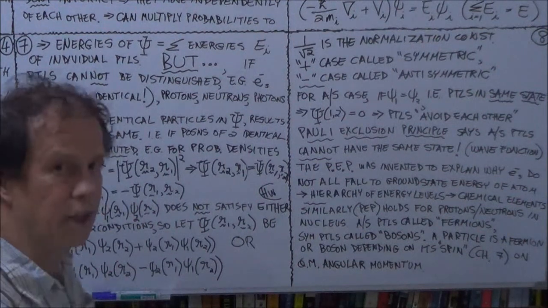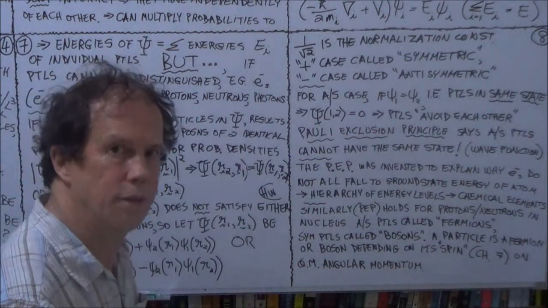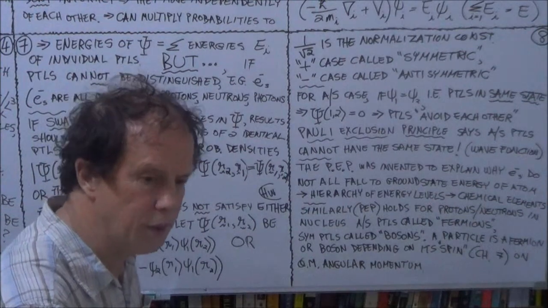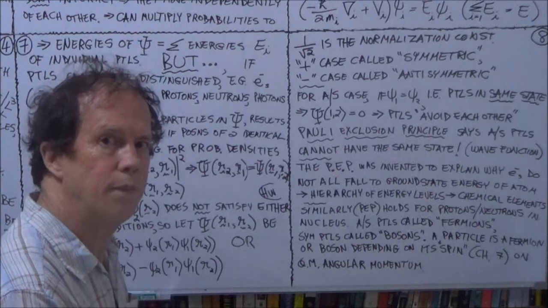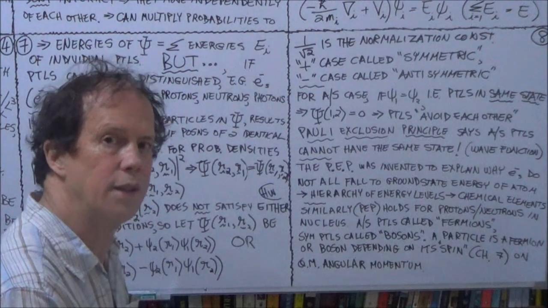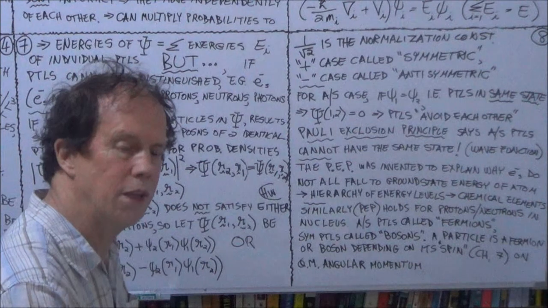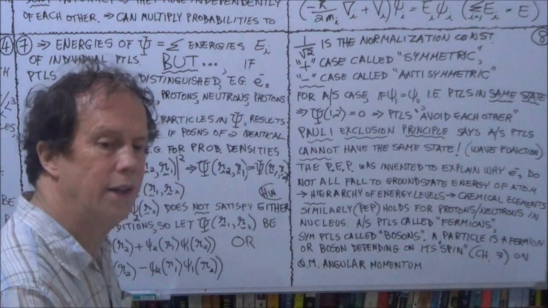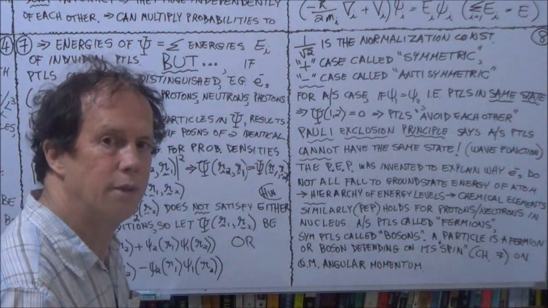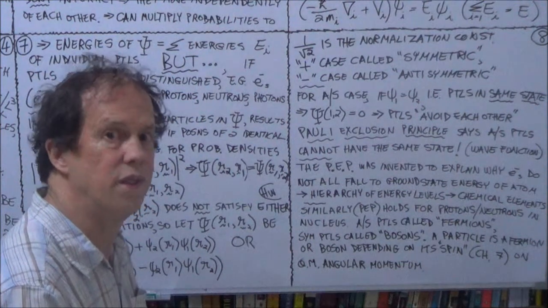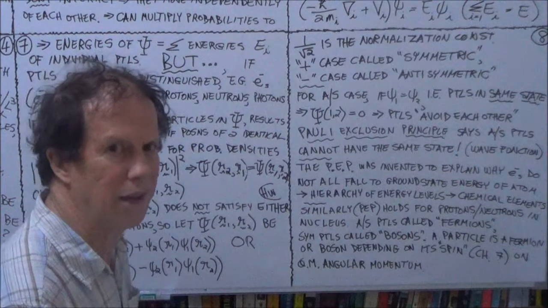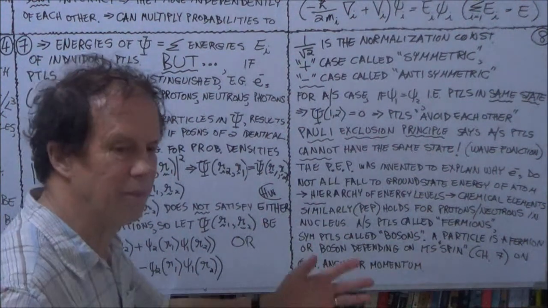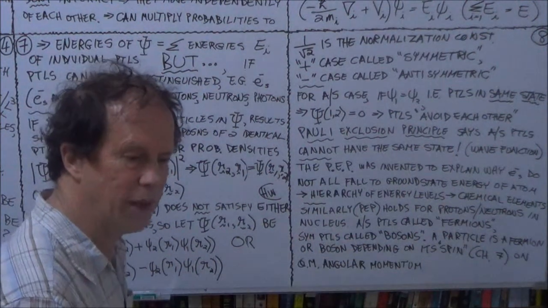multi-particle wave function, they cannot, underline the word not, have the same wave function. They cannot be in the same state, any two of them. Because if they are, then the multi-particle wave function is 0. So particles just disappear. Well, that's not allowed. The conservation of particles, in a sense.